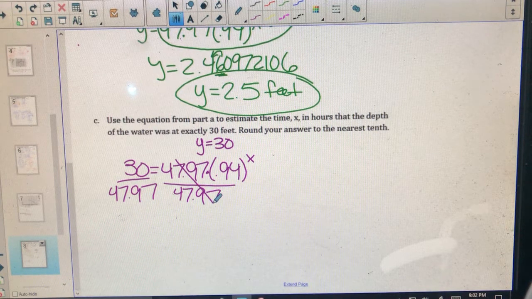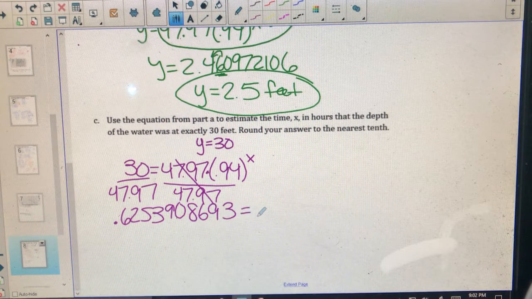Now in my calculator, I don't get a nice number, but you have to write the whole thing down. You never round until the last step. 30 divided by 47.97 is 0.625390863, and that's equal to 0.94 to the x.